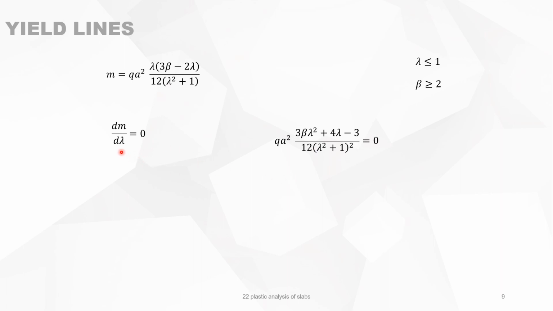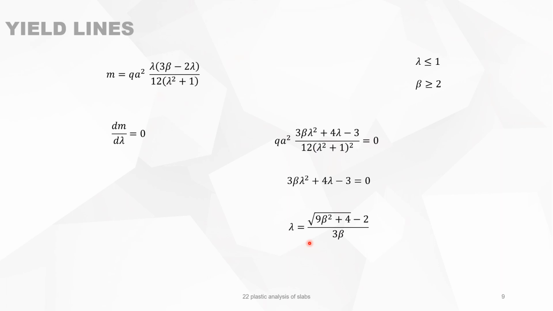And if you take the first derivative and make it equal to 0, then you get this equation, and this equation is maximum if lambda equals this value. So lambda is a function of beta. This is interesting to see. The angle that the yield line is making is in fact dependent on the geometrical shape of the slab. It's dependent on the longest edge of the slab.